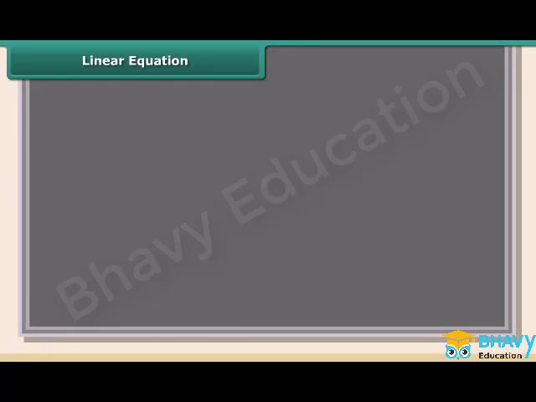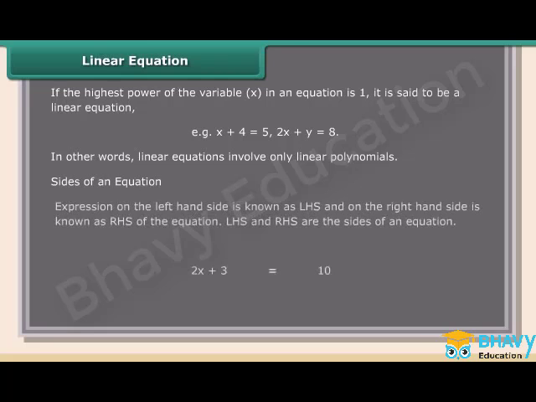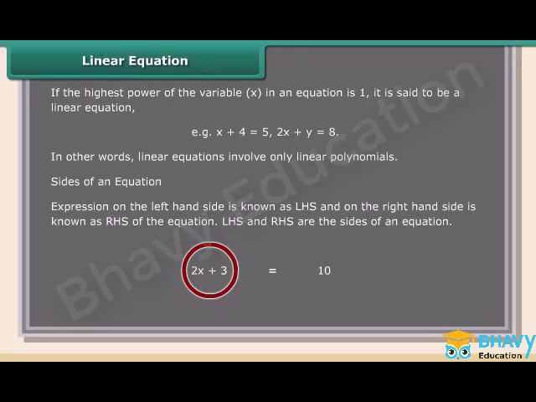Linear equation. If the highest power of the variable in an equation is 1, it is said to be a linear equation. That is, x + 4 = 5, 2x + y = 8. In other words, linear equations involve only linear polynomials. Sides of an equation. The expression on the left-hand side is known as LHS and on the right-hand side is known as RHS of the equation. LHS and RHS are the sides of an equation.